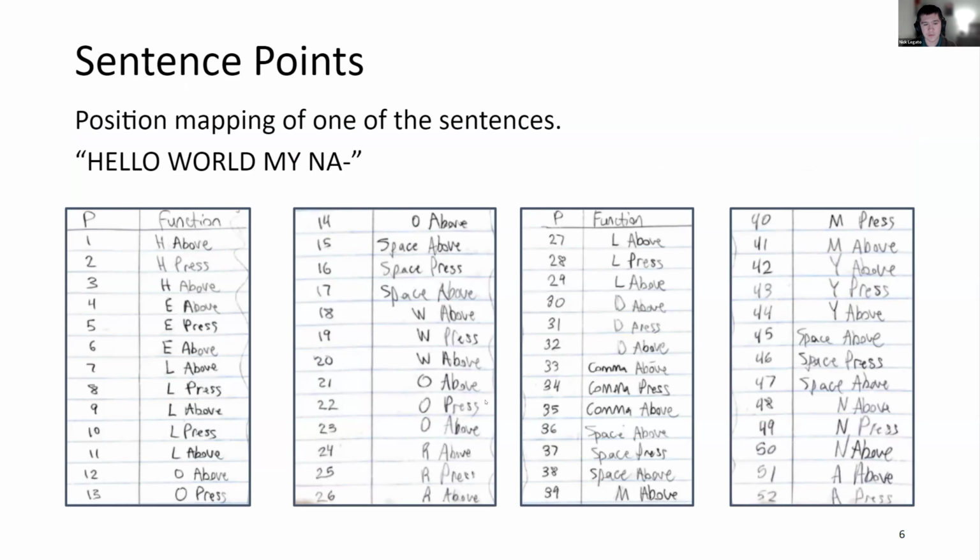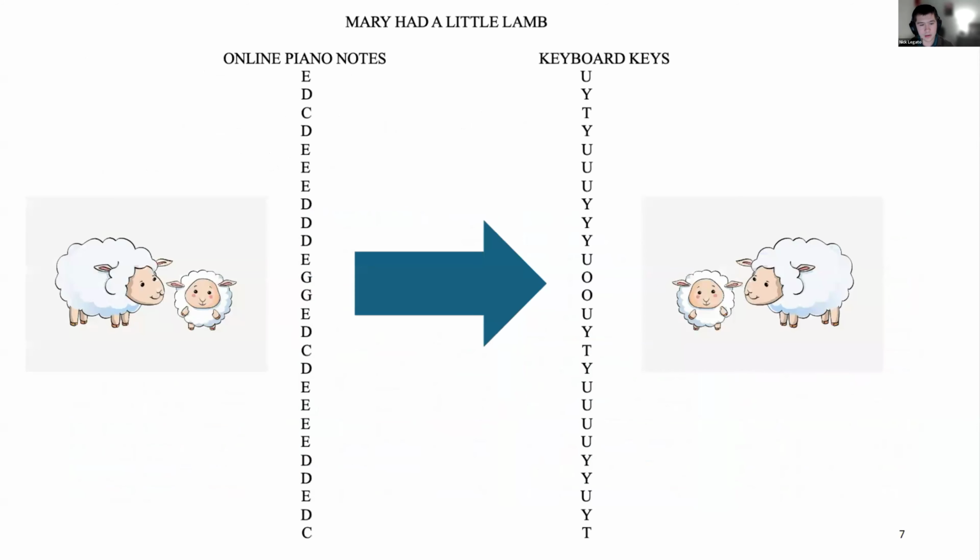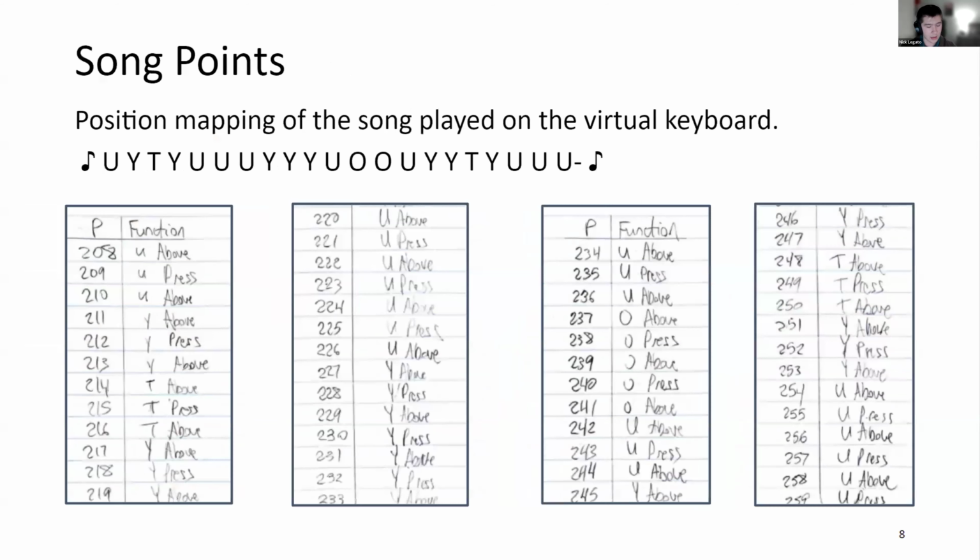And altogether, this shows a little bit of our dialogue portion of this project. Moving on, this is the second part, the song. This is the mapping from the online piano notes to the actual keyboard keys. And this is the same thing, but for the song portion. These letters you see at the top aren't the actual notes of the piano. These are the letters on the keyboard that were pressed. Once again, there are three positions: above, press, and above. And when the letter is repeated simultaneously, instead of going above, press, above, it's just above, press. So it's one less position.